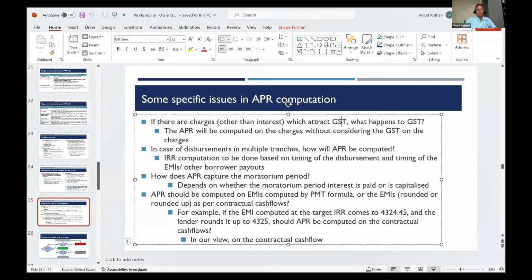Sorry. Just a follow-up question on the same thing. So if the borrower pays insurance premium directly to the insurance company instead of the lender, will this be considered for computation of APR, as this is also a cost to the borrower for the loan, irrespective of it being connected with the loan, if it's paid by the borrower to the insurance company, and that's a mandatory condition?